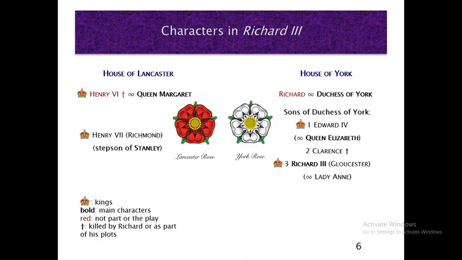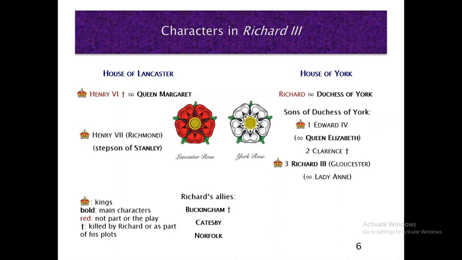On the other side, we have Queen Margaret, who is part of the play, one of the protagonists, who was married to Henry VI, who is already dead at the beginning of the play. And we have Henry VII, who is called Richmond in the course of the play, who becomes king in the end, and who is the stepson of Stanley, another of the protagonists in this play.